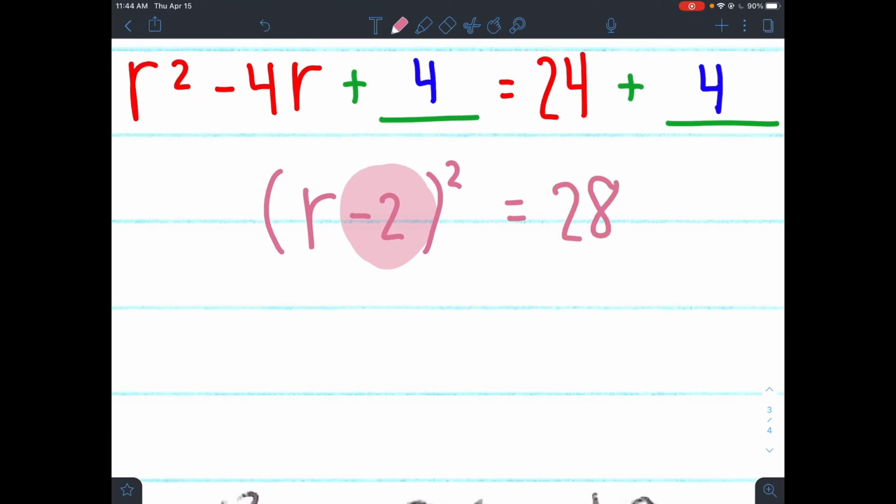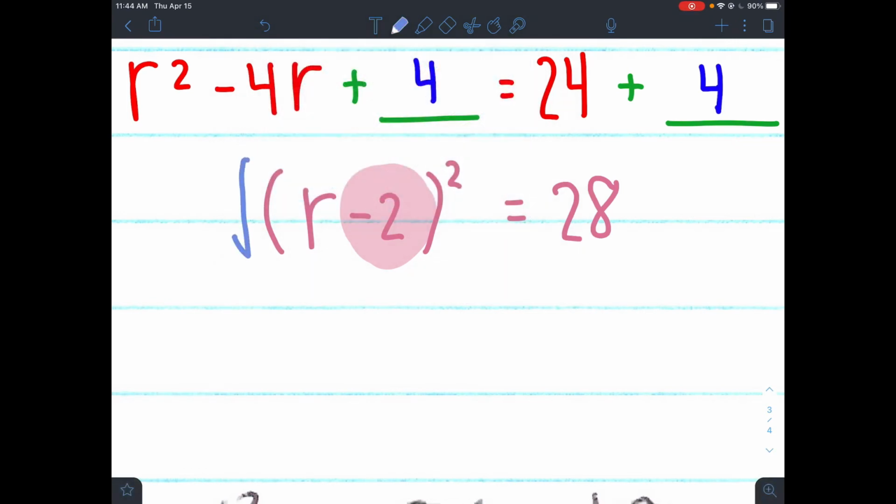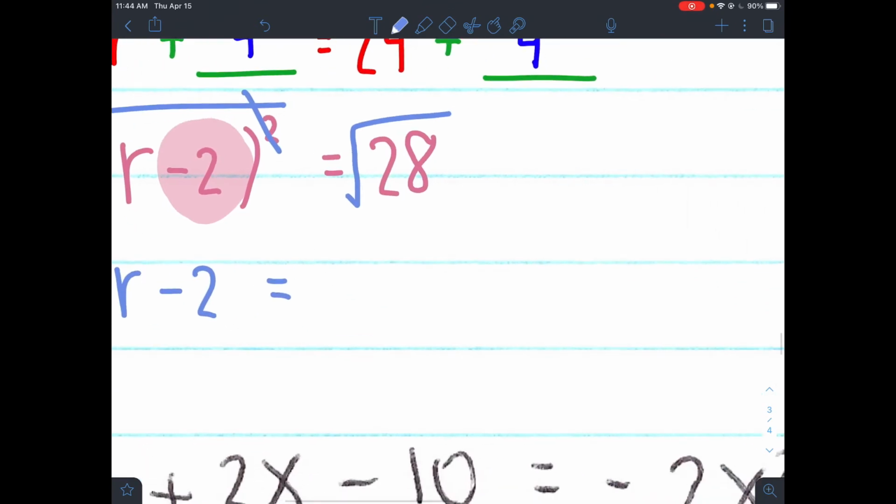After you factor, or factor in quotes, and after you simplify, you solve by taking a square root. So let's go ahead and take a square root. Take a square root on the left, take a square root on the right. On the left-hand side, the square root and the square cancel each other out, so I just have r minus 2 equals, now square root of 28. If I type that in the calculator, I'm going to get a decimal, which means I'm going to leave it as square root of 28.